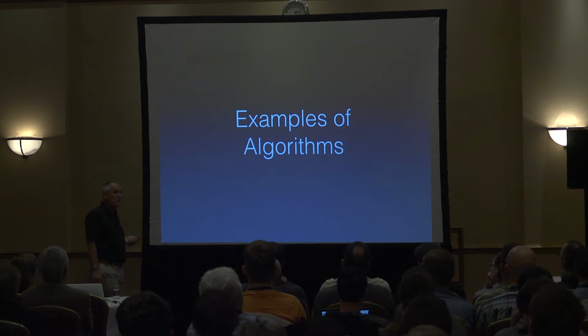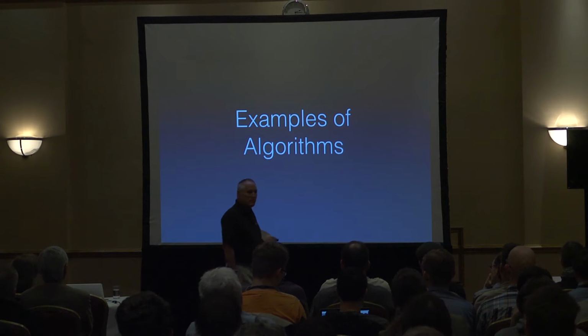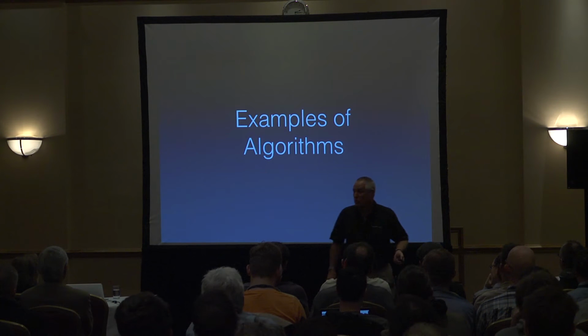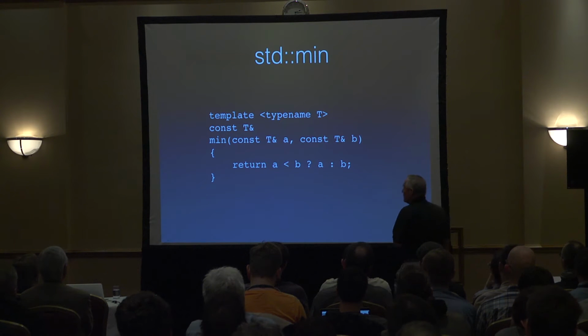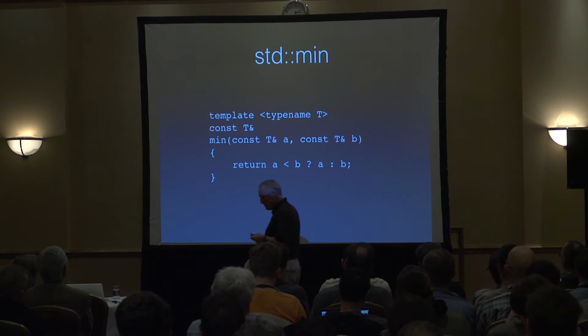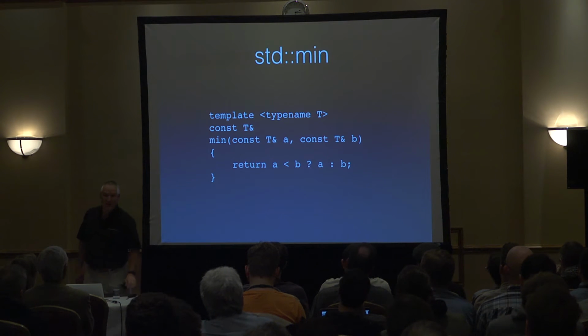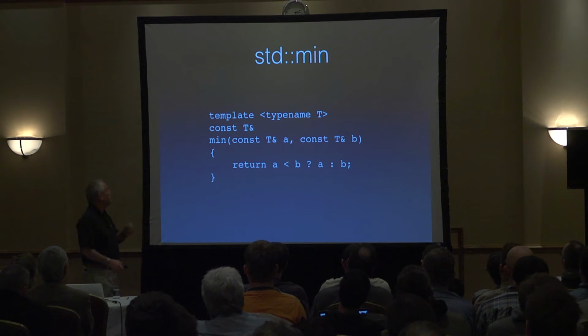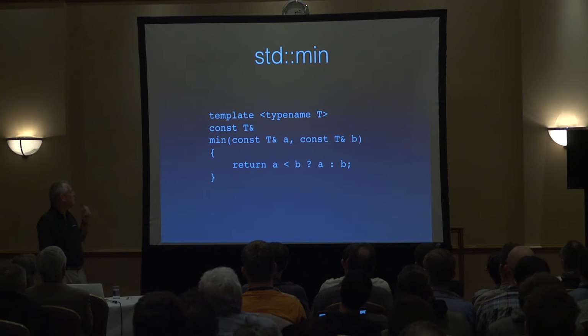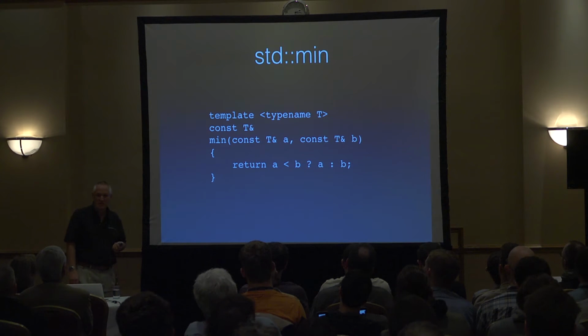OK, any questions so far? Everybody happy with the idea that algorithms are, in general, a good thing to do? OK, this is about the simplest algorithm I could find. I tried writing one called identity, which is even simpler, but it's not really that useful. OK, min. This is std::min. This is the implementation taken out of libc++ and then de-uglified.